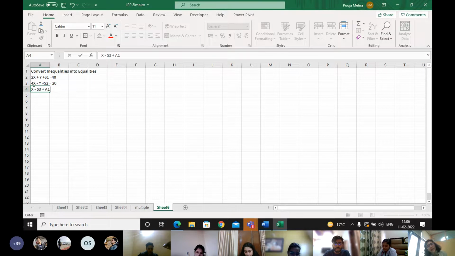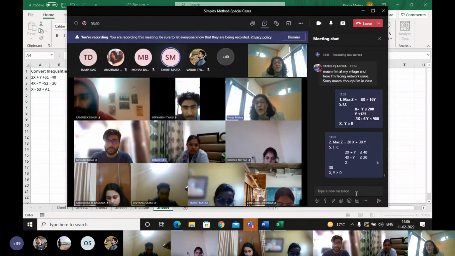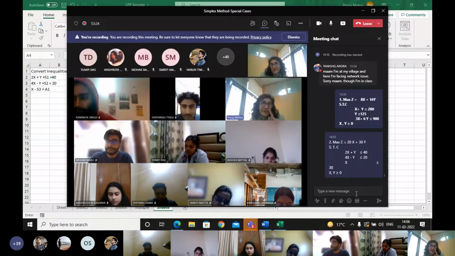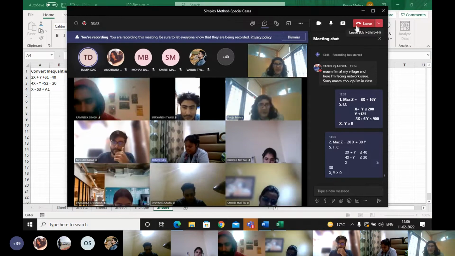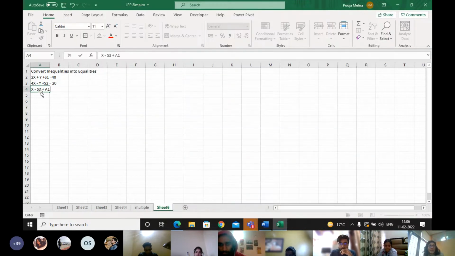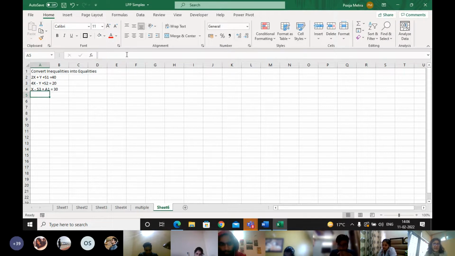Coefficient of artificial variable in the objective function is minus M, not in the constraint. Okay. It is equal to what, my dear? 30. Non-negative. And how do I need to reframe my objective?